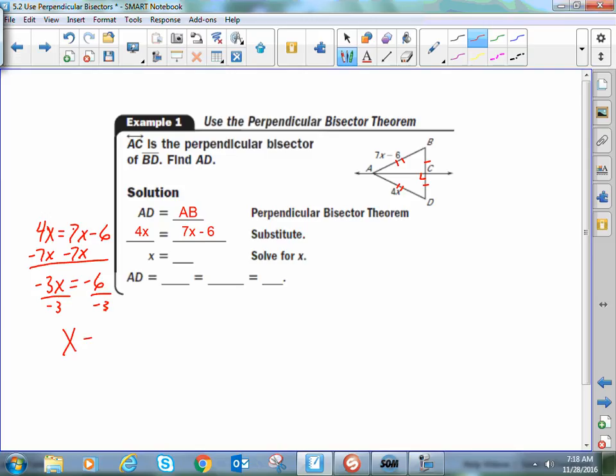Almost never are we going to have a negative value for our answer in geometry, because in this case, x is going to be representing part of a length of a real figure, and distance can't be negative. So here we get x equals 2. So the question that we're being asked is, how long is segment AD? Well, substitute the 2 back into the 4x expression, and we see that AD is going to be 8 units long.